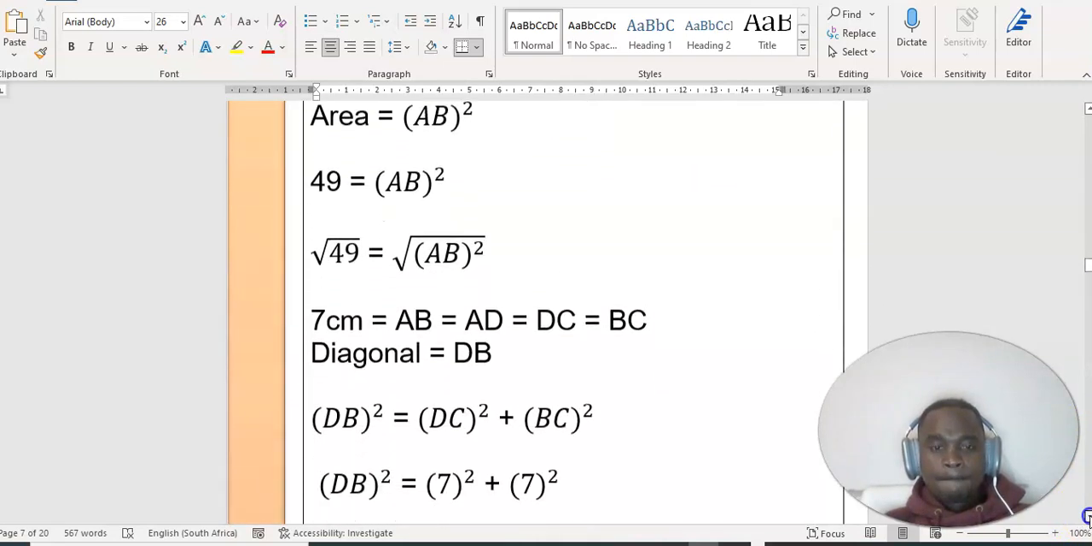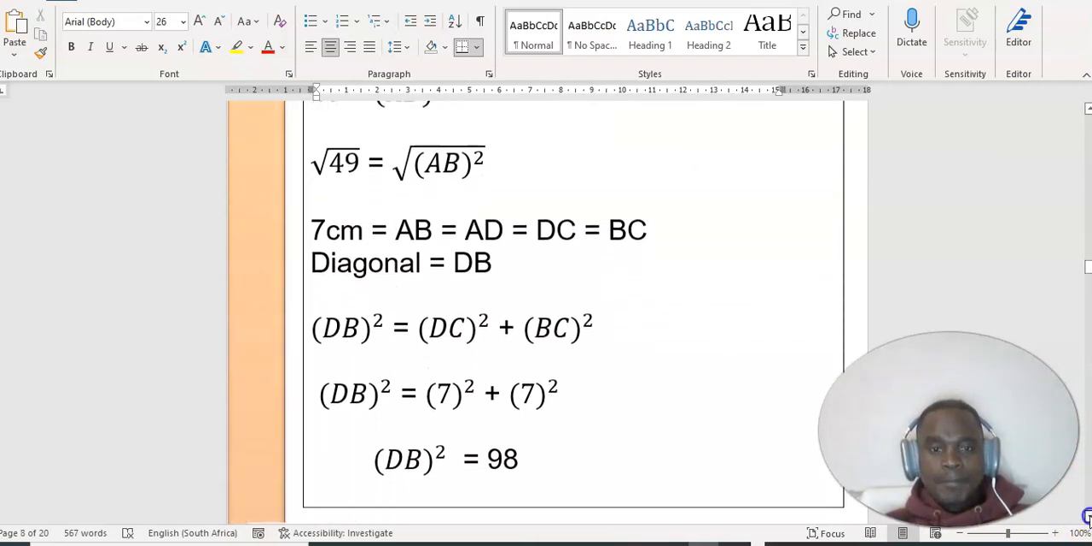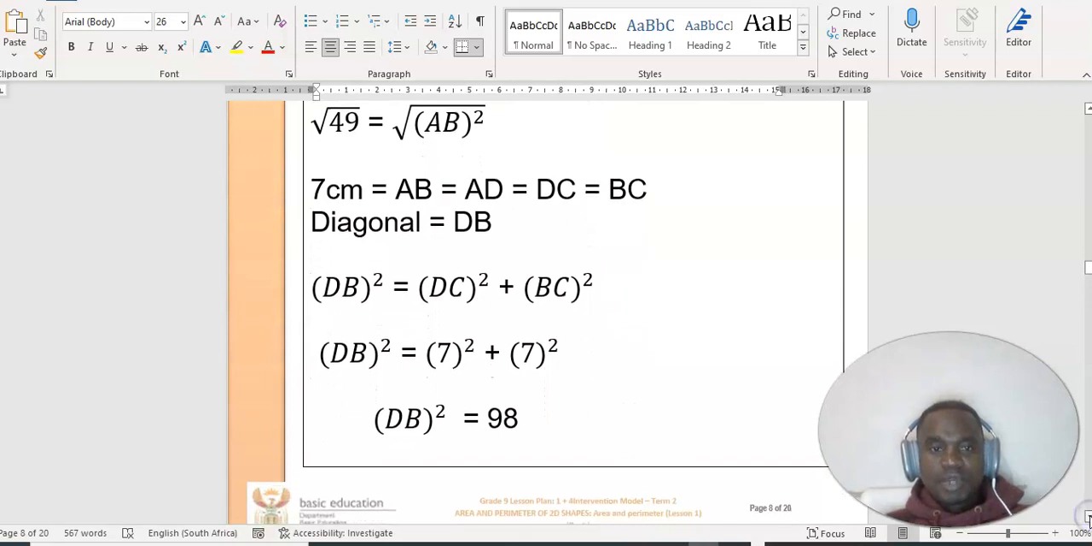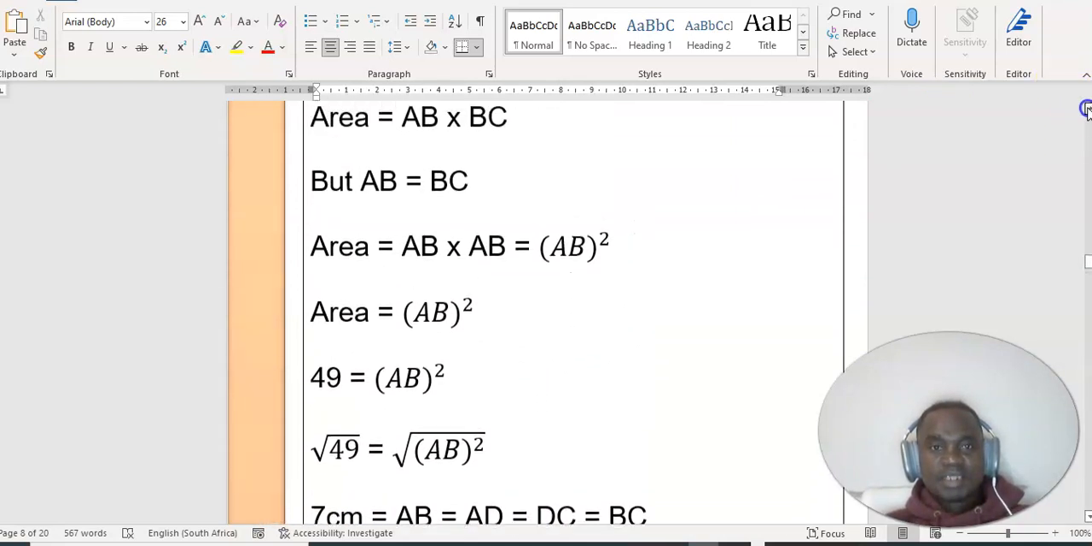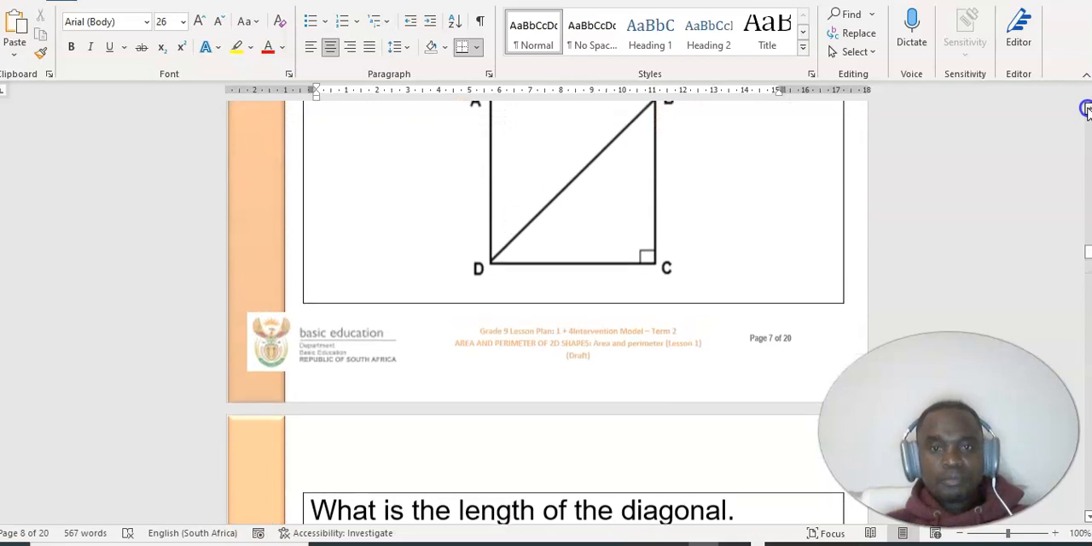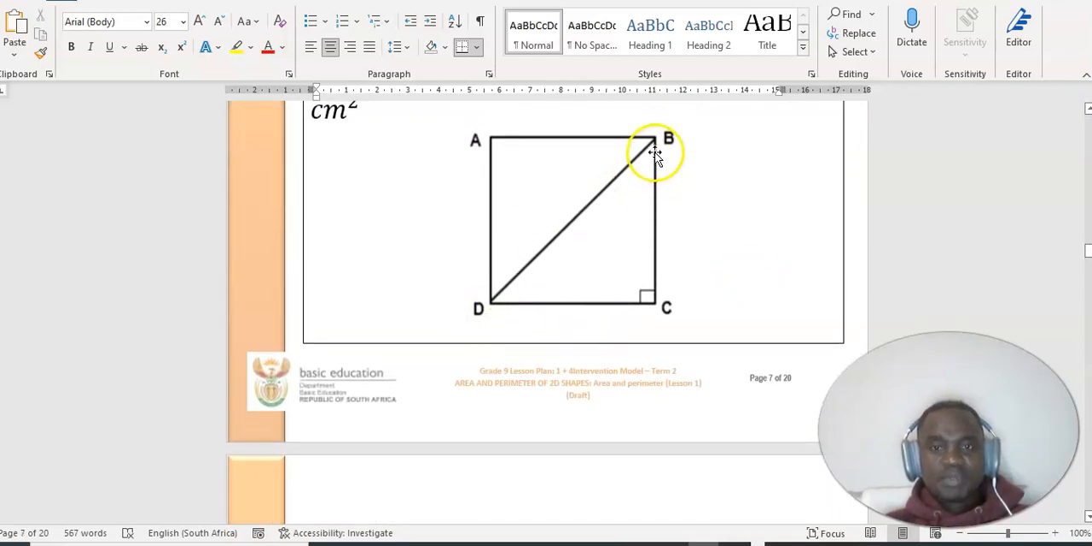Then what are we going to have? DB squared, because we want the diagonal. The diagonal is for DB. I've already mentioned that. The diagonal is DB. There's the diagonal DB. That is what they want us to find.